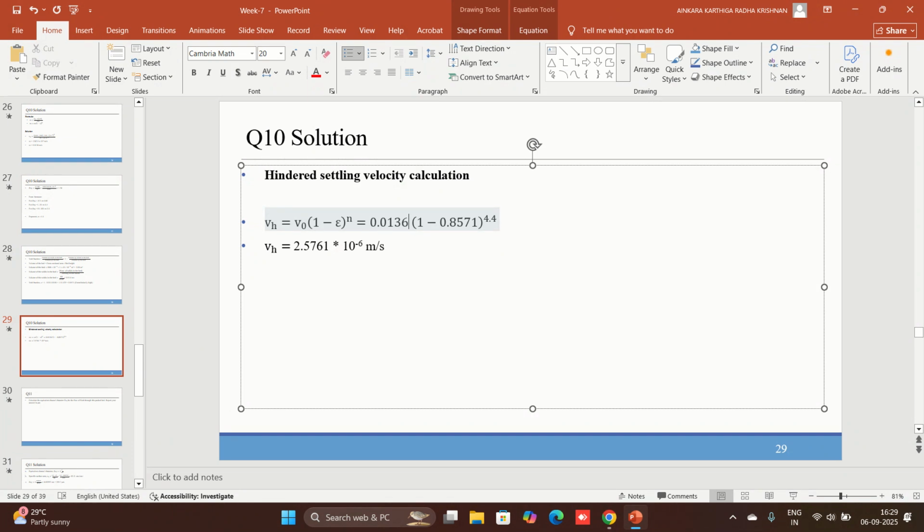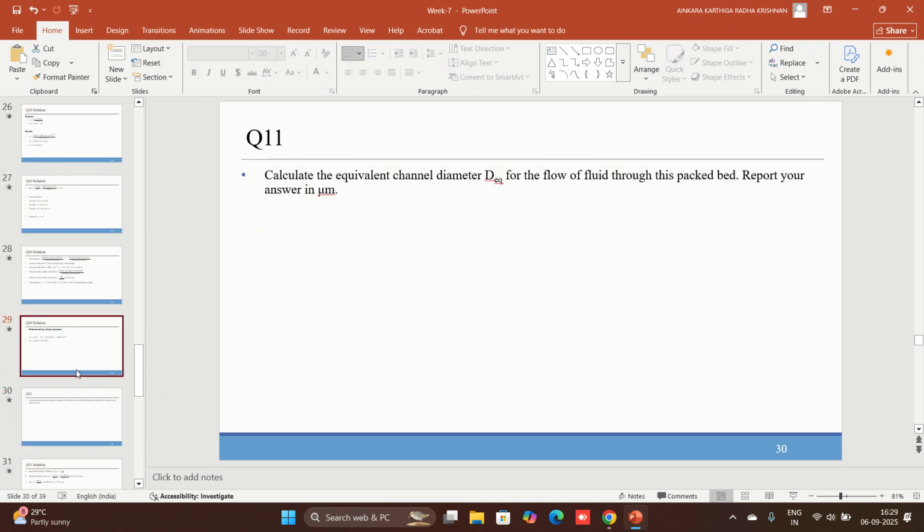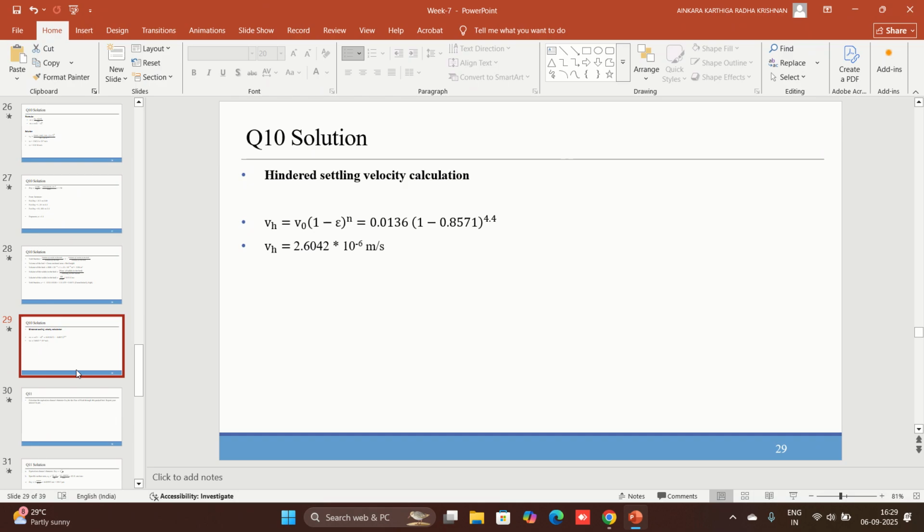1 minus 0.8571, 0.0136, it is 2.6 into 10 power minus 6, 6042 into 10 power minus 6 meter per second. So that is the hindered settling velocity. Or else, what else can we do? We can change numbers in the question actually.